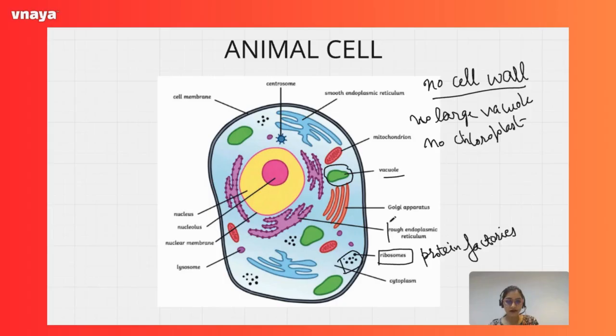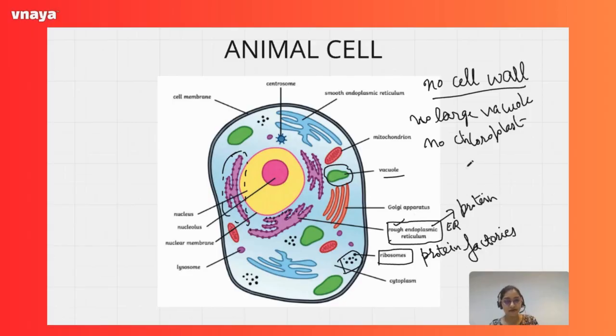Then you can see here the rough endoplasmic reticulum. This is also a unique feature of animal cells. These purple colored structures are the endoplasmic reticulum, also called ER. Here we have written rough, meaning can you see the bead formation over their layer? These beads are actually ribosomes. So on the rough endoplasmic reticulum ribosomes are present, and it also has a role in the formation of protein.